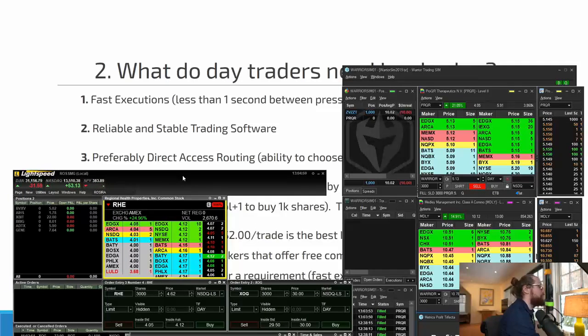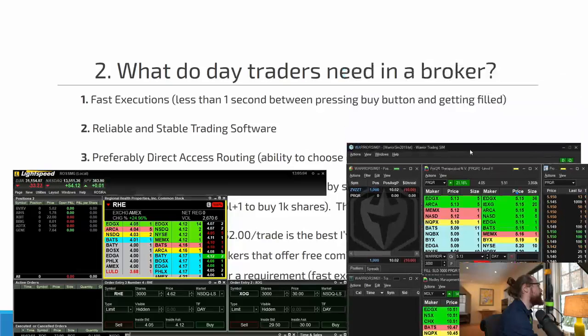TD Ameritrade's desktop software is a little bulkier. It's very sophisticated, but it's a bit of a hog on the resources on your machine because it's just so sophisticated. I prefer something more lightweight and nimble like Lightspeed or the Sterling software here.